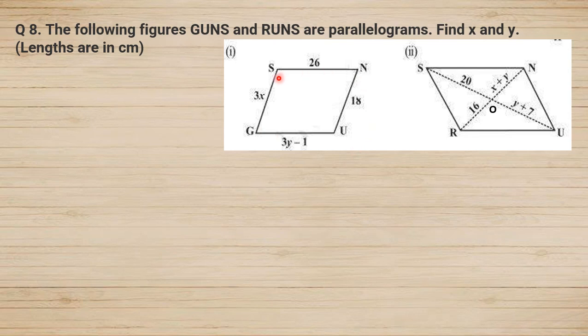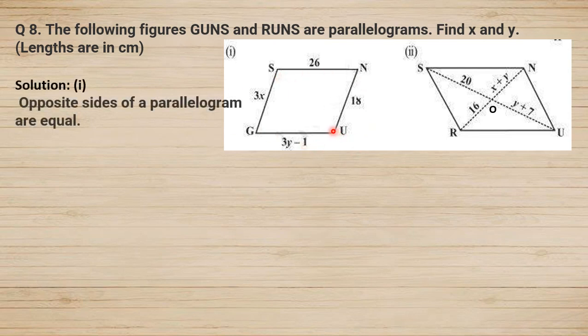HUNS is a parallelogram. So here it is given that HUNS is a parallelogram, and we know that opposite sides of a parallelogram are equal. So this side 3y.